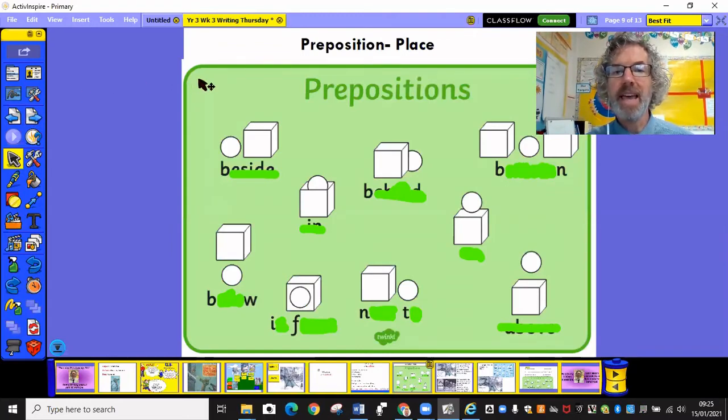Now we're going to play a little game of guess the preposition. For each one, I've given you 2 clues, a little picture clue and part of the word. So see if you can guess before I reveal.